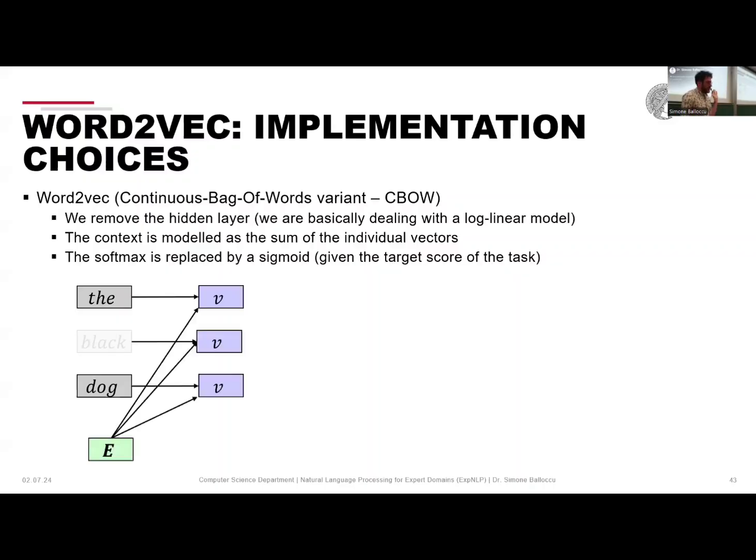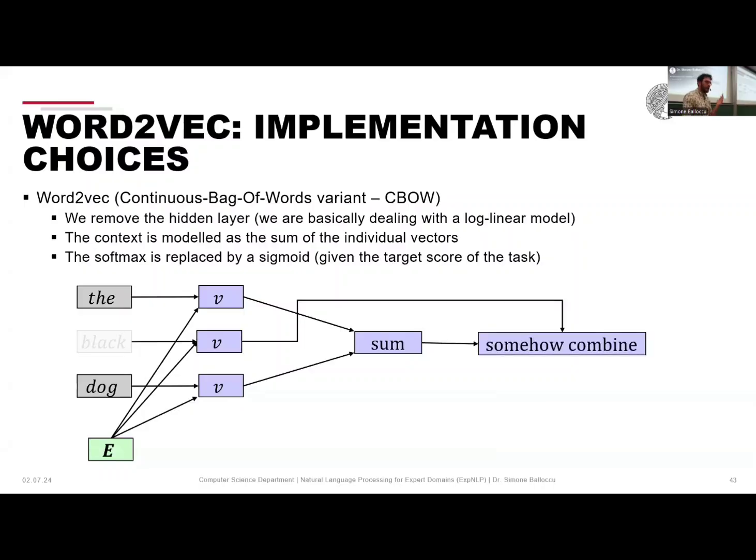We have our embedding matrix that gives us the dense vector. We sum the context, of course, not the word, because we're trying to predict it. Somehow we combine them because, of course, we want to calculate their similarity. And then we pass it to the sigmoid and our loss tells us you should obtain 0 or 1.